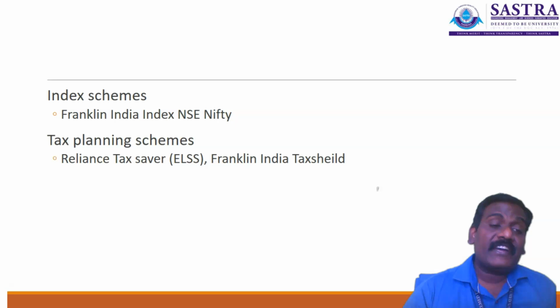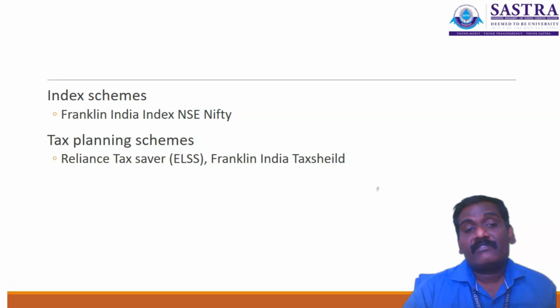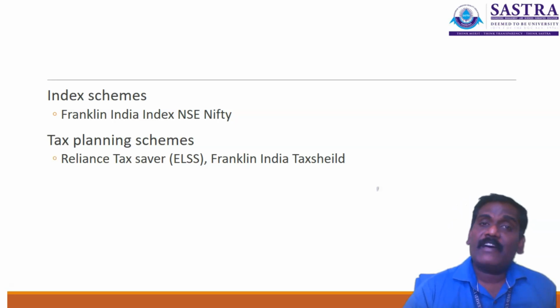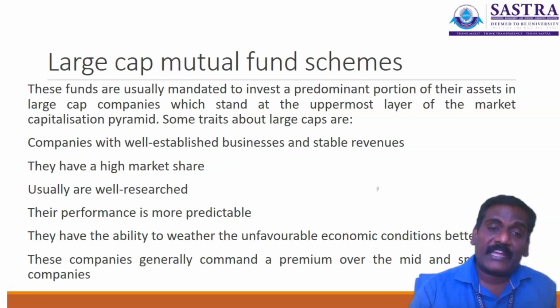And another fund is the tax planning schemes, tax saving schemes. For example, Reliance Tax Saver ELSS, equity linked saving schemes. In this type of scheme, a minimum of 90% of the funds are invested into equity or equity related instruments. So that scheme is classified as a tax saver plan, or an equity linked saving scheme. And the Franklin India Tax Shield scheme is another example of tax planning funds.